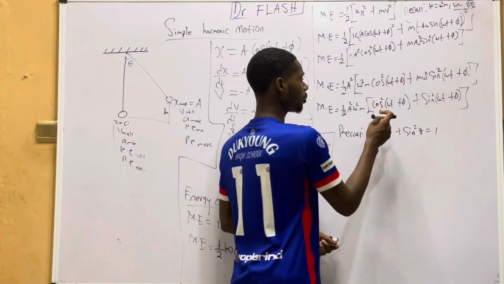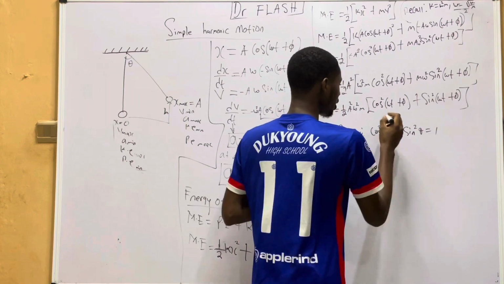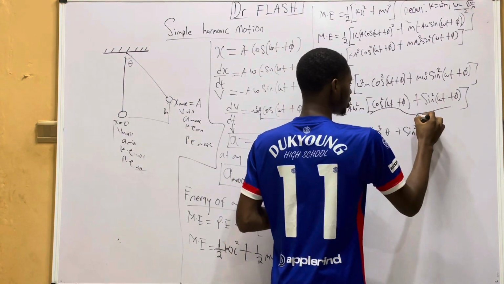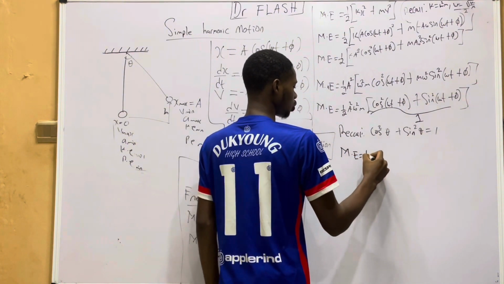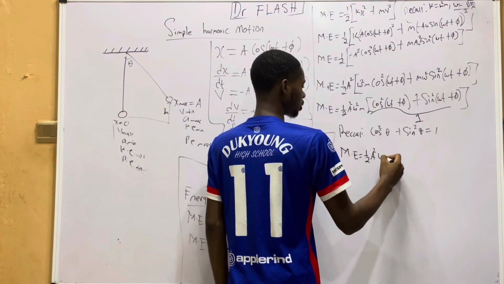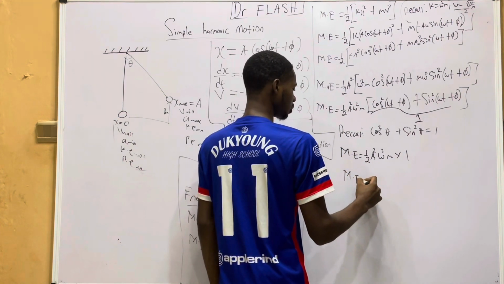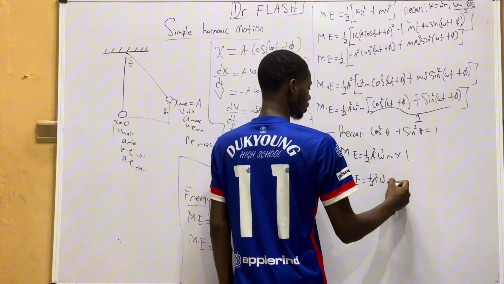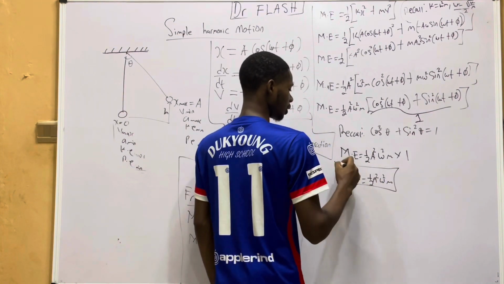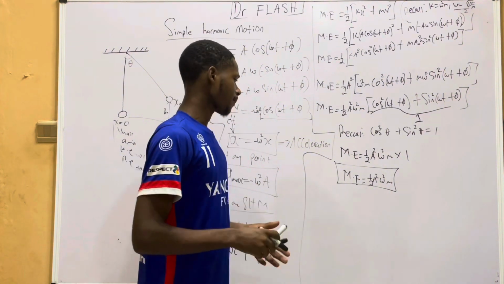So if we come here, cos squared, what we're having here, plus sine squared, the same thing, should be equal to 1. So everything here should be equal to 1, and then we're going to have mechanical energy is equal to 1 over 2 A squared ω squared m times 1. Therefore, mechanical energy now equals 1 over 2 A squared ω squared m. Now, here is the formula for calculating the mechanical energy for a system like this.